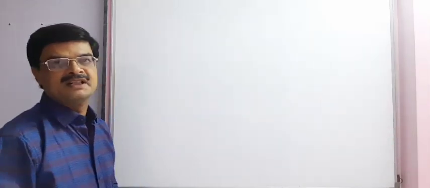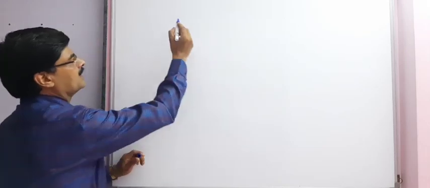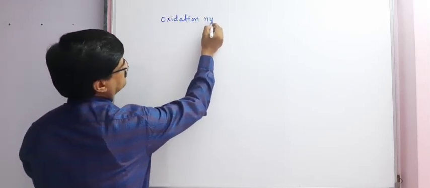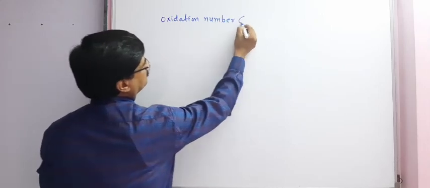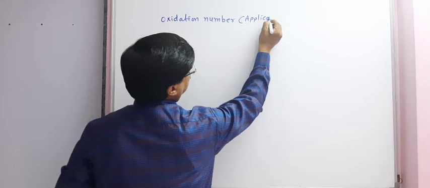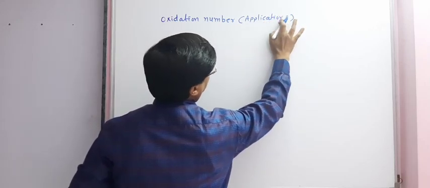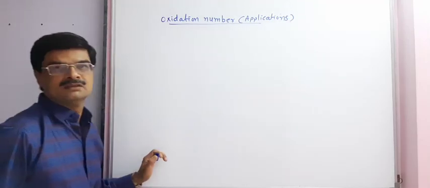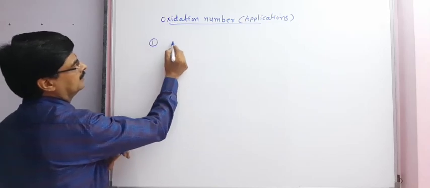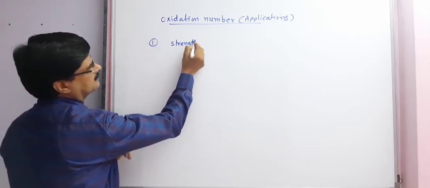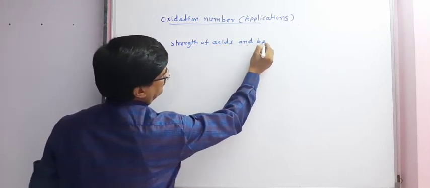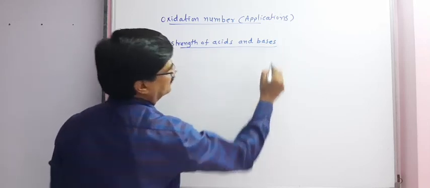After understanding about oxidation state, what are the applications of oxidation number that we try to understand? Applications of oxidation number. First application: strength of acids and bases.